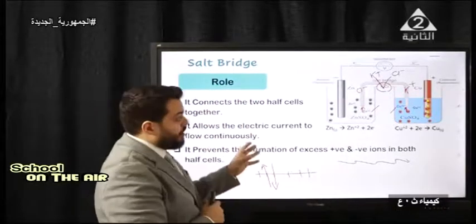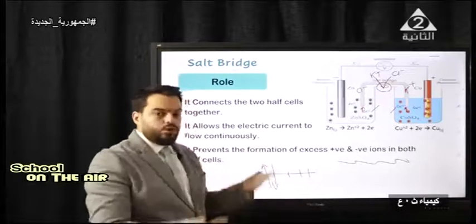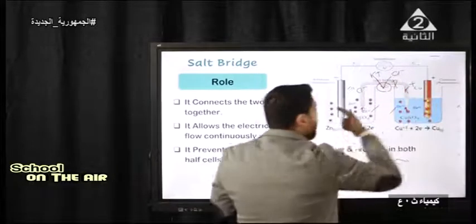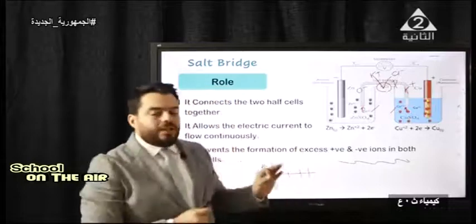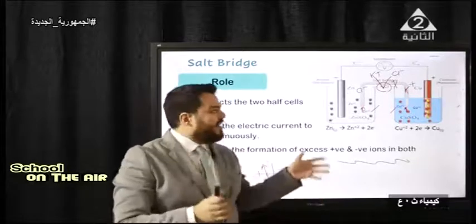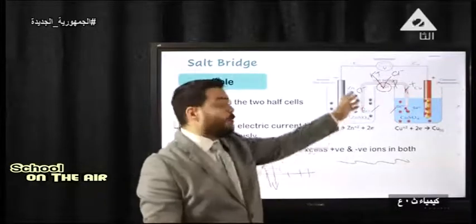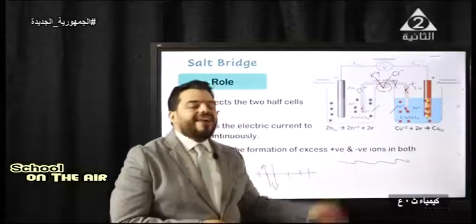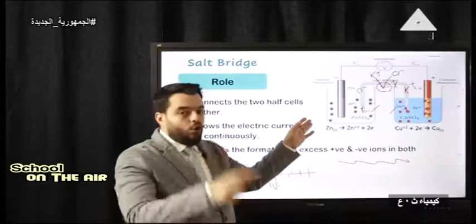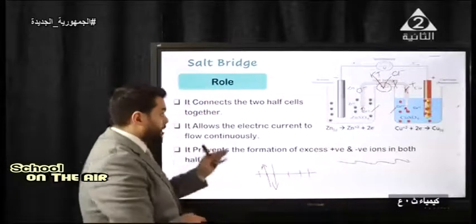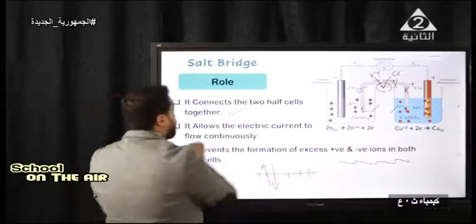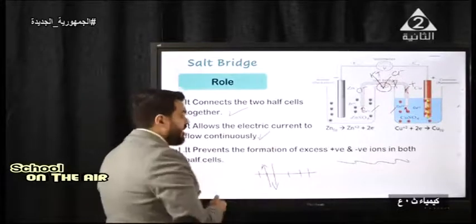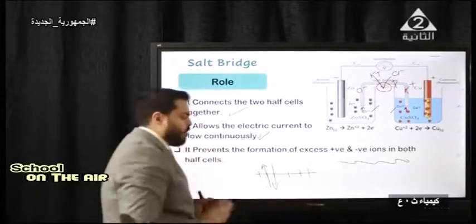First of all, the salt bridge is connecting the two half cells together. So without the salt bridge, there will be no electric current, because any electric current to be produced will need a closed circuit. So the salt bridge is connecting the two half cells together to produce the electric current and to allow it to flow continuously. So the salt bridge is very important. It connects the two half cells together and allows the electric current to flow continuously by making a closed circuit. Okay?